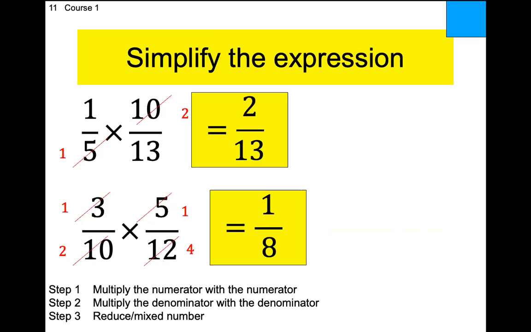6 times 6? 36. 22. And you're done. Oh, wait, we can still reduce, right? What goes into 36 and 22? 2. So we get 18 over 11, change it to a mixed number. I'm just saying that you can see how easy cross reduction is here.